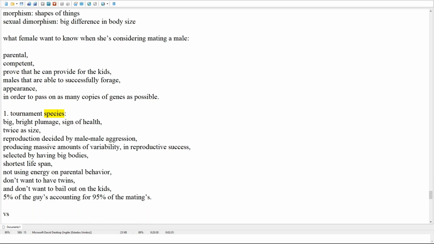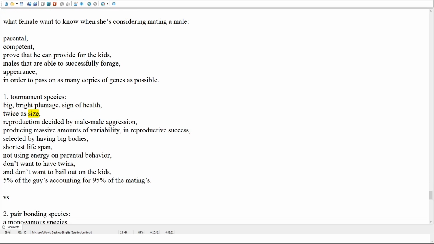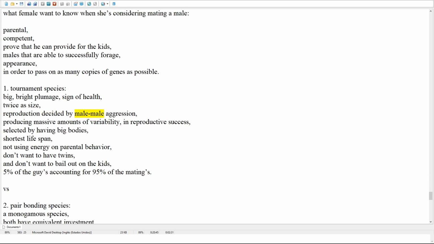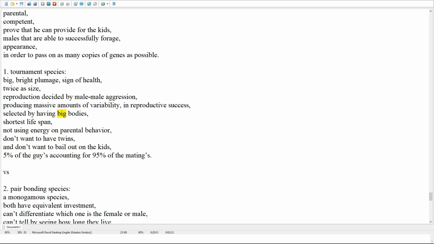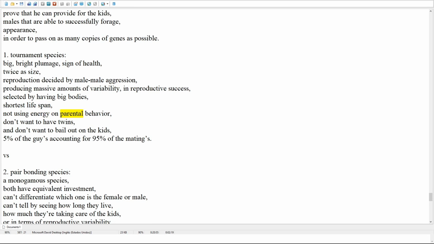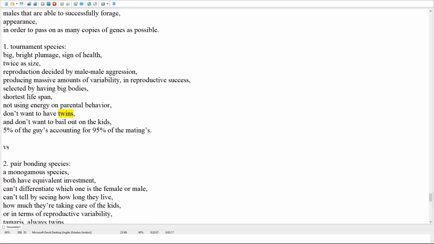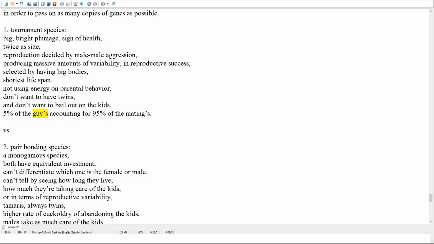1. Tournament species. Big, bright plumage, sign of health. Twice the size. Reproduction decided by male-male aggression. Producing massive amounts of variability in reproductive success. Selected by having big bodies. Shortest lifespan. Not using energy on parental behavior. Don't want to have twins. And don't want to bail out on the kids. 5% of the guys accounting for 95% of the matings.